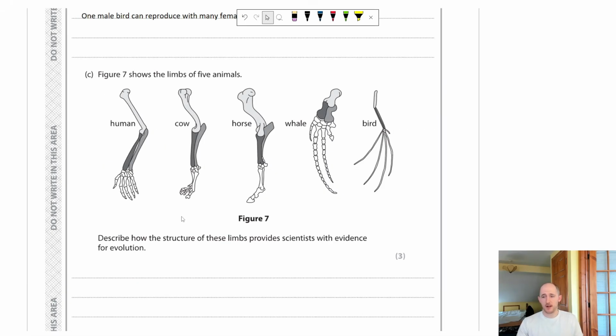This is probably one of the hardest biology questions I've come across. So we have the limbs of 5 animals. We've got a human, cow, horse, whale, and a bird. How the structure of these limbs provides scientists with evidence for evolution. There's a really fancy term you can use. I'm going to avoid it, but I'll tell you what it is afterwards.